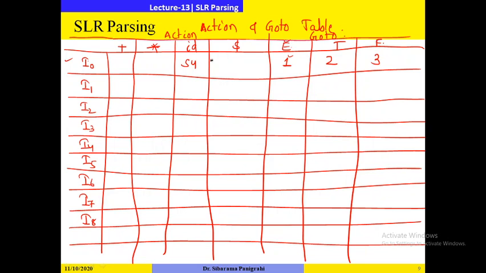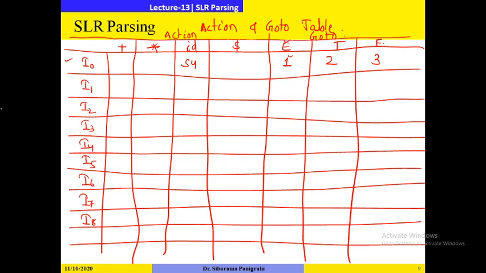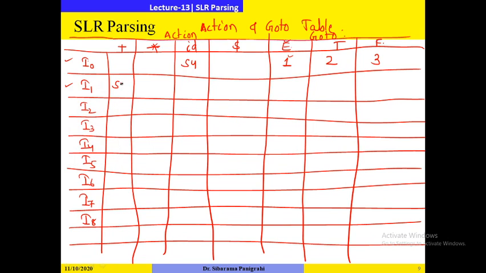Okay. So next, I0 is over. Next, we will go through I1. I1 by taking plus as input. What is the next state? The next state is I5. I5 means what will we do? We will perform a shift operation, then we will change the state to state number 5.